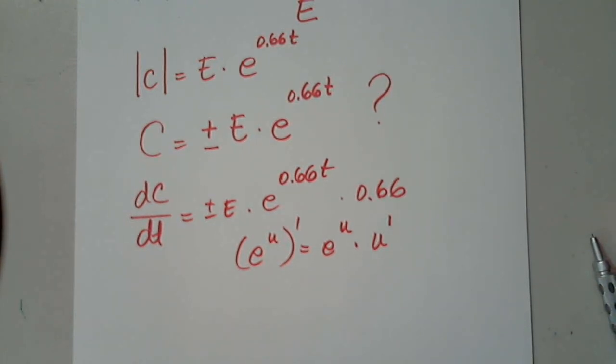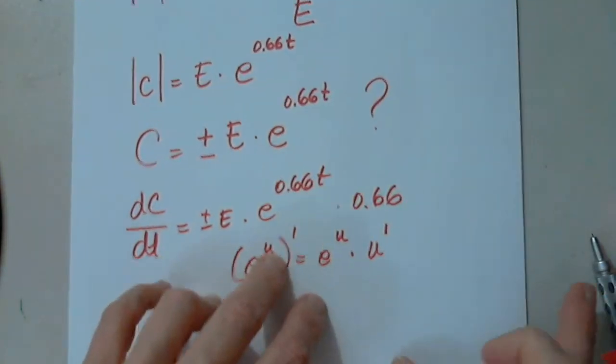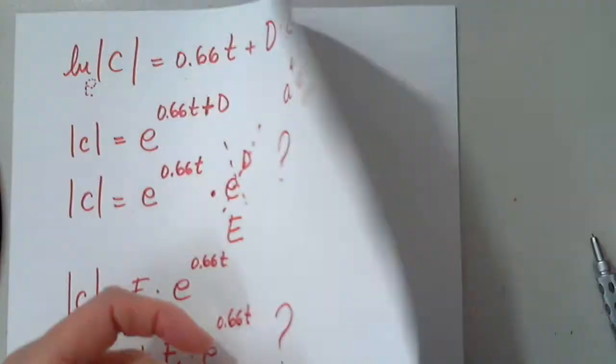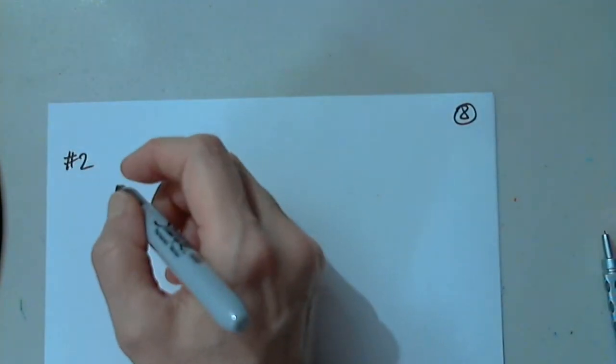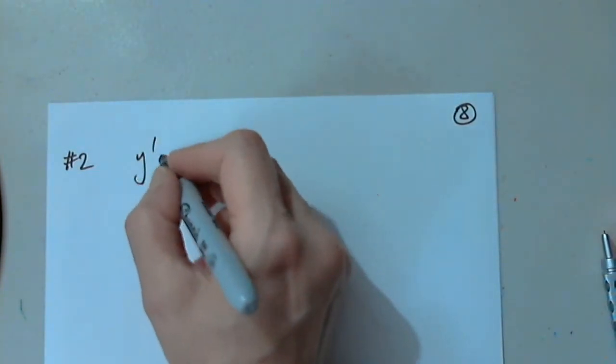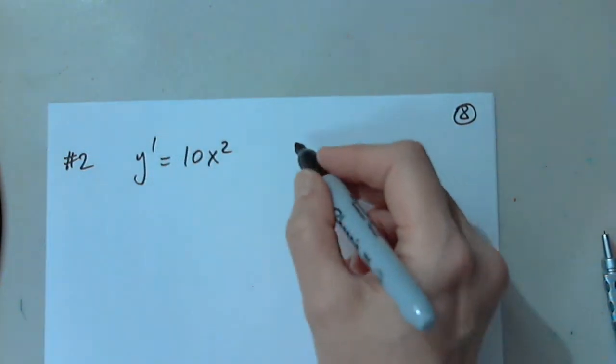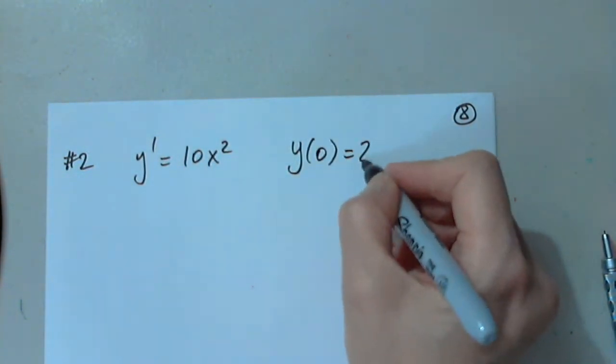So these are the simple ones. We do number 2. Number 2. Very good. Let's look at 2. And I'm on page 8. Let's copy number 2. Okay, y prime equals 10x squared, and we are given that y of 0 is 2.